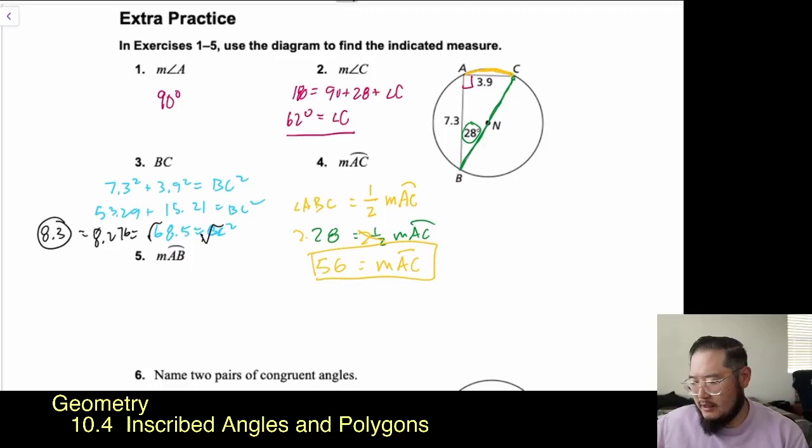And then lastly, let's take a look at the measure of arc AB. Okay, we could do the same thing right here, because I know what angle ACB is. That's equal to 1/2 the measure of arc AB.